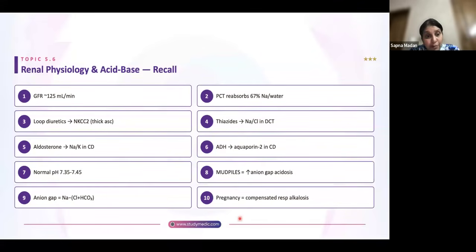Normal pH is 7.35 to 7.45. So if it is not given in the exam, please don't forget that. MUDPILES is the mnemonic for increased anion gap acidosis. Anion gap is the difference between sodium and the sum of chloride plus bicarbonate. So chloride plus bicarbonate together are subtracted from the concentration of sodium. That is the anion gap, and the normal one is 8 to 12. Okay, pregnancy is a state of compensated respiratory alkalosis. This is very, very important.